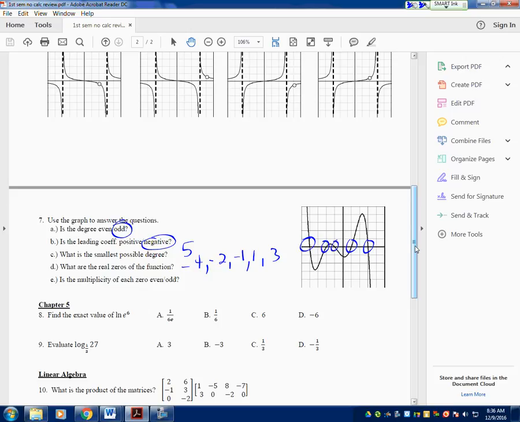And then is the multiplicity of each zero even or odd? How do you tell for that? If it crosses through, then it's odd. If it bounces off of it, which none of these do, then it would be even. So these are all odd.